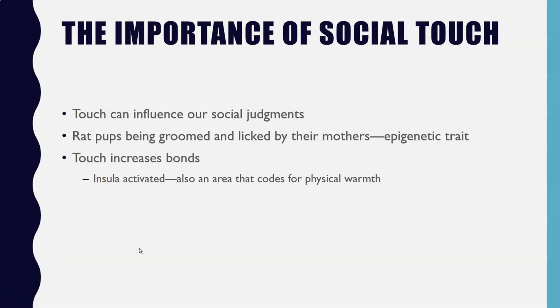But in addition, part of the reason that these bonds are being created is through release of endorphins and oxytocin, which can increase a bond. We do also know that touch increases activity in the insula, which is also an area that really codes for physical warmth.